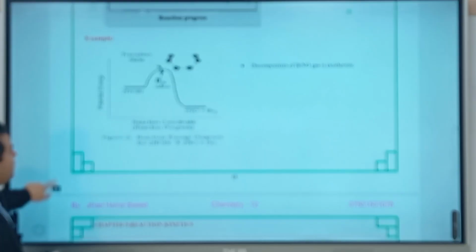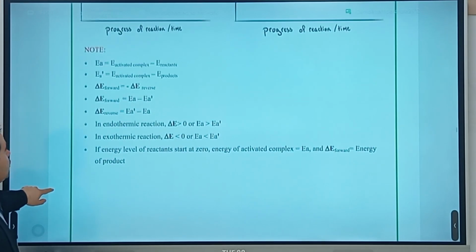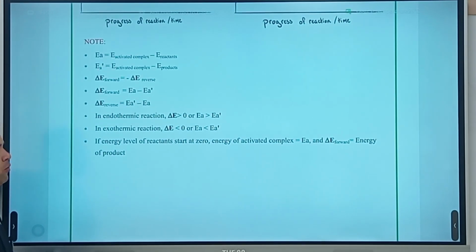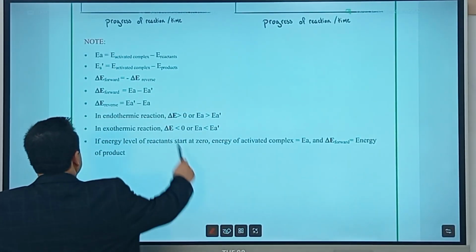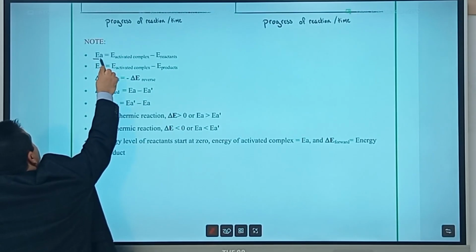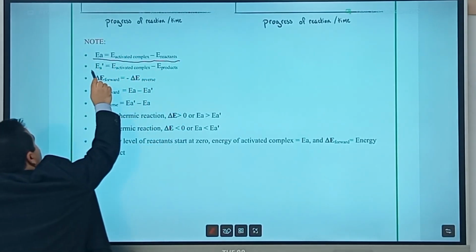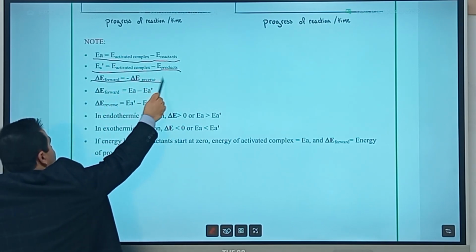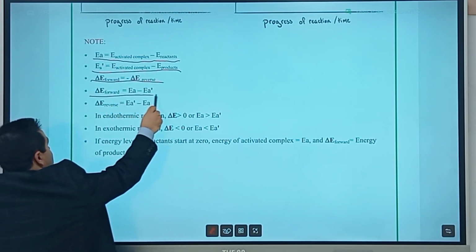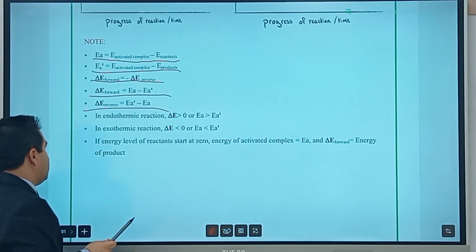Here are all the graph representations for the activated complex, but you have to know that the bonds in the activated complex are for both reactants and products. Here we have the equations. EA equals E activated complex minus E reactant. EA prime equals E activated complex minus E product. Delta E forward equals minus delta E reverse. Delta E forward equals EA minus EA prime, minus EA for the reverse.